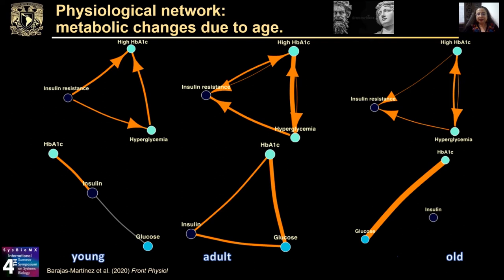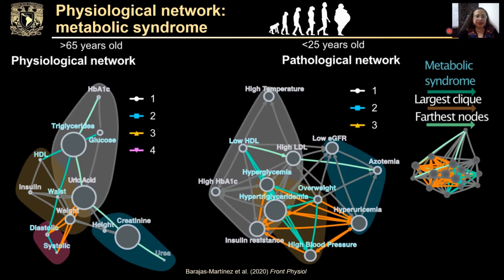This is all, see, if we consider now the complete network. Here we put only variables that had to do with triglycerides, glucose, uric acid, measurements of weight, insulin, height, creatinine, urea, diastolic and systolic blood pressure. As you see, there is a strong change between the system of the physiological network of people that are old and of the people that have a pathological problem.